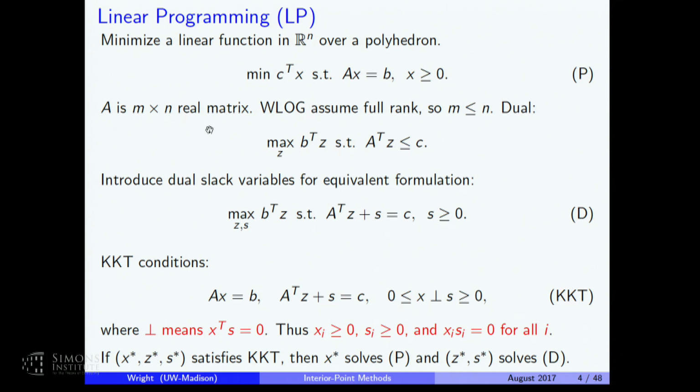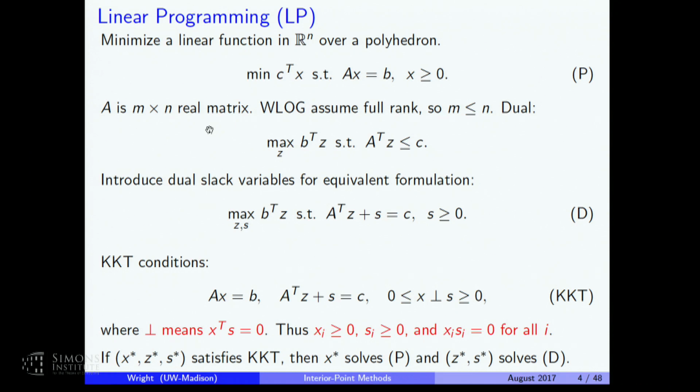This is the notation I'll use: minimize a linear function over a polyhedron. The polyhedron is defined in what I call standard form, where the general constraints are equalities and the x's are constrained to be non-negative variables. A is an m by n real matrix, and I'm going to assume full rank, although that issue doesn't come up much, except when it comes to solving linear systems, which you have to do, and then you need full rankness to get well-posedness of the linear system and so on. So let's assume we've got full rank. You can always do pre-processing if necessary to make sure that's true.